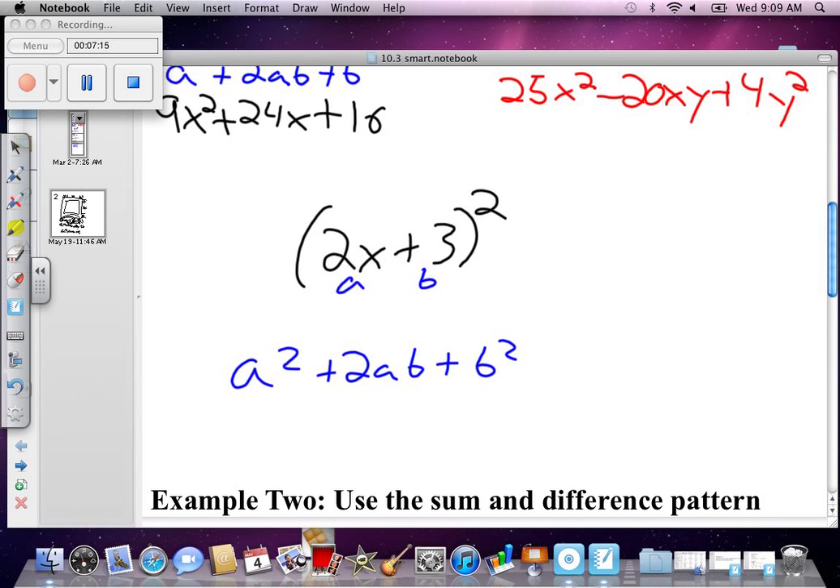Okay, Elena, what is my first term going to be? If I'm squaring a and a is 2x, what do I get? It's 2x, the whole thing squared. What's 2 times 2? What's x times x? There you go.